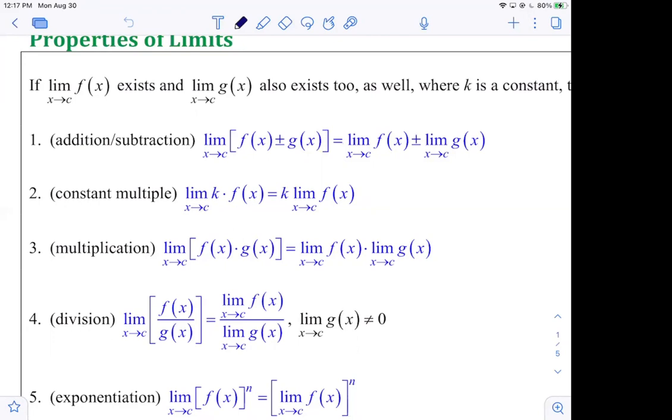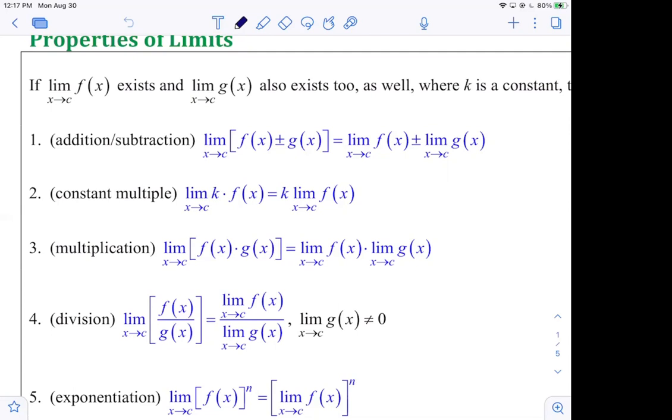Number two, you'll hear me say this quite a bit throughout the year. A constant multiple goes along for the ride. He's there in the beginning, he'll be there at the end. So if you're taking the limit of some constant k times a function, pull the constant out front. Take the limit of the function itself, and then you can multiply the result by k.